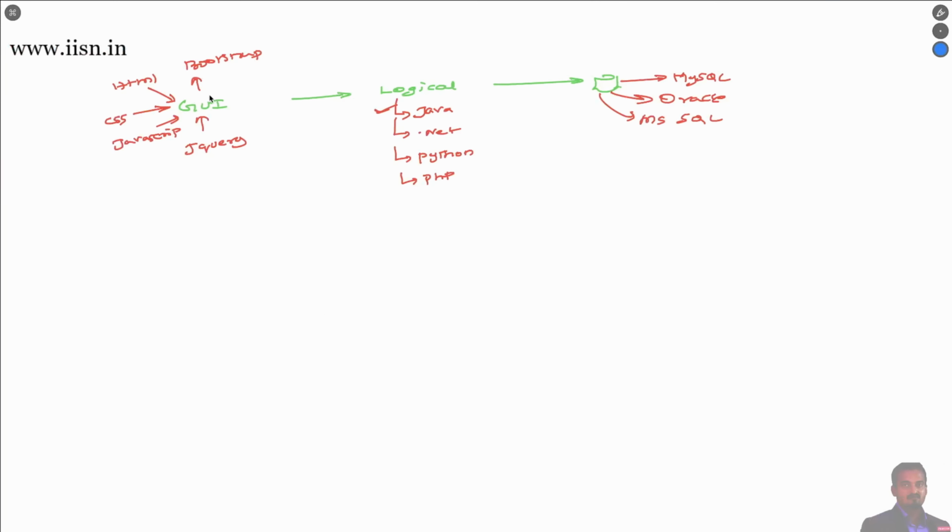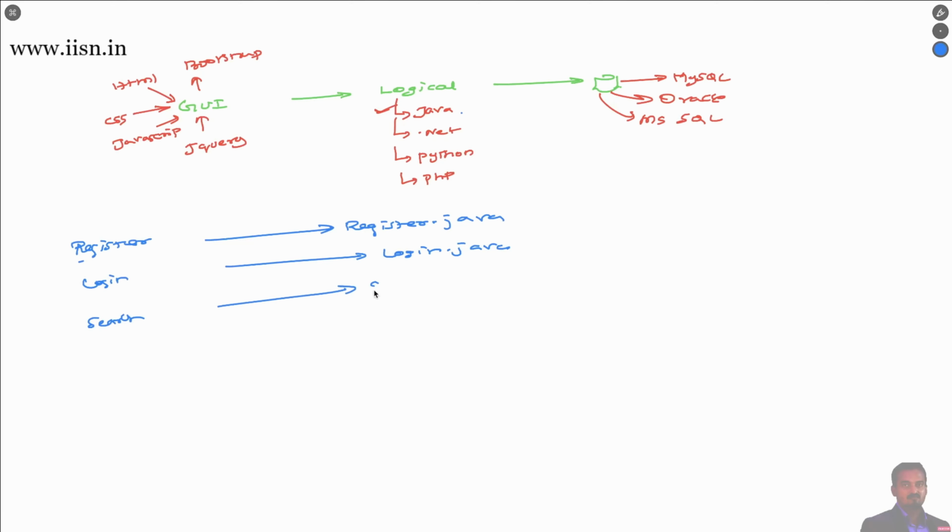We have the same type of concept written in Java. Suppose I have the registration page on the graphical user interface, then we have the relevant page present in Java. The name is not going to be the same; we can give any name. If you have the login on the graphical user interface, then in the logical layer we have the login.java program which is used to perform login-based tasks. If you have the search product page, we can have the searchproduct.java file present in the logical part.